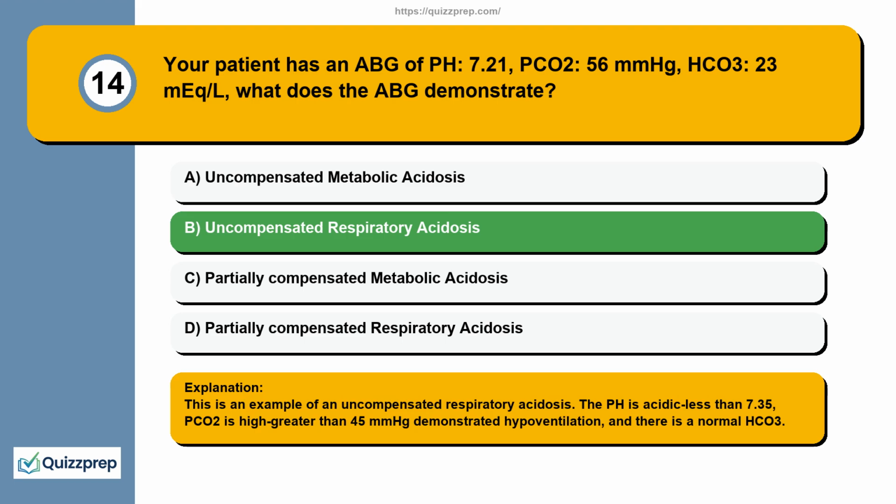This is an example of an uncompensated respiratory acidosis. The pH is acidic, less than 7.35. PCO2 is high, greater than 45 mmHg, demonstrating hypoventilation, and there is a normal HCO3.